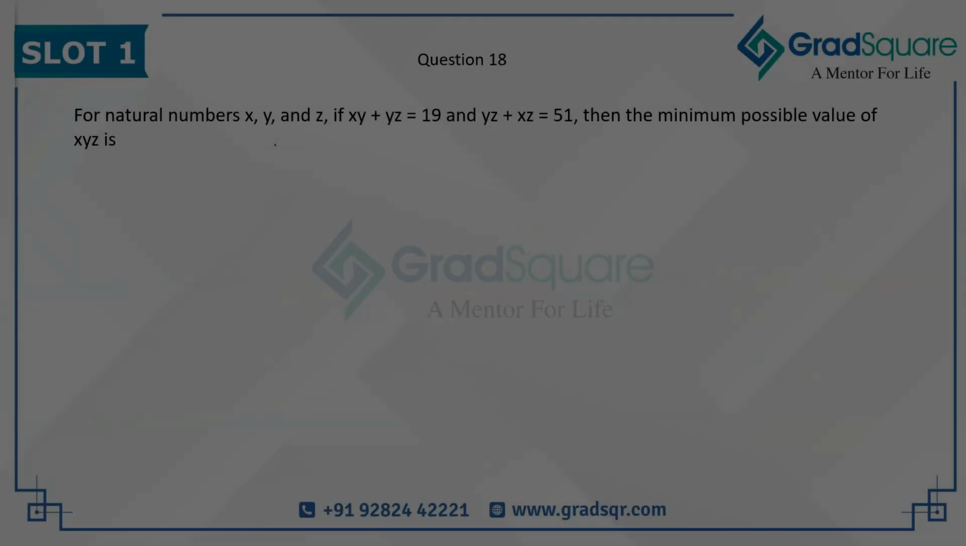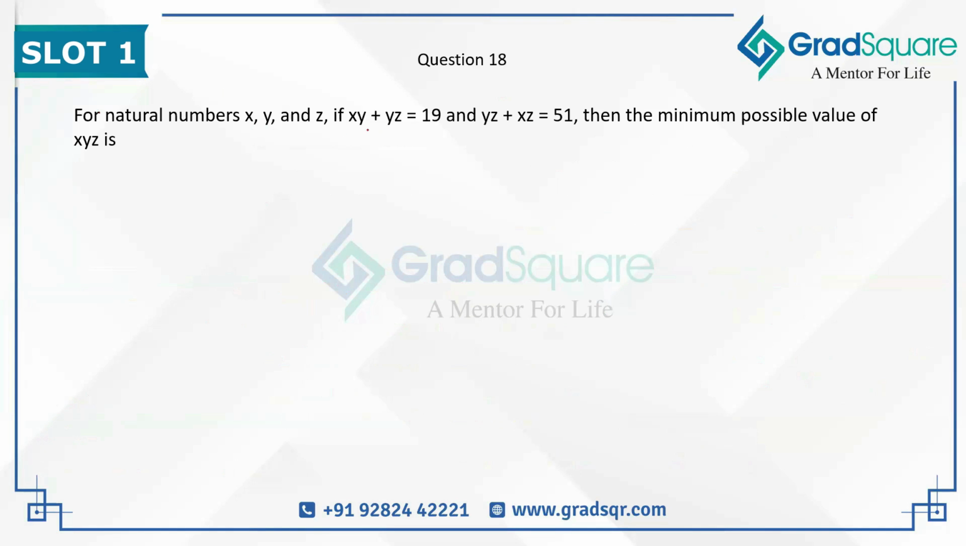Let's look at question number 18. X, Y, Z are natural numbers. That's the first thing that we need to be conscious about. Then what are we saying? XY plus YZ is equal to 19. So I can simply take Y common from here and rewrite this as Y into (X plus Z) is equal to 19.